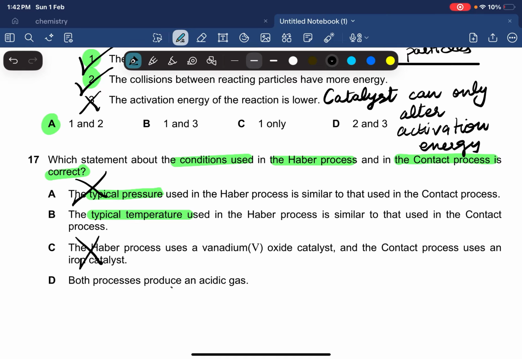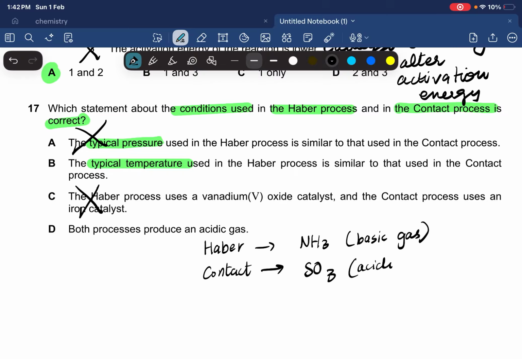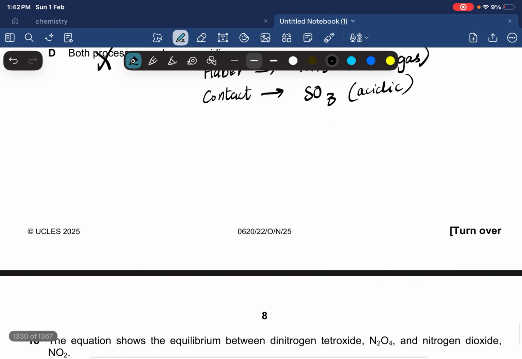Both processes produce an acidic gas. Okay, the Haber process produces ammonia, which is NH3, a strongly basic gas. Ammonia is a base, you should know. And your contact process produces which gas? It produces your sulfur trioxide gas, which is acidic. So this is also wrong. The typical operating temperatures for both are almost the same, around 400 to 450 degrees Celsius. So that's the correct one.